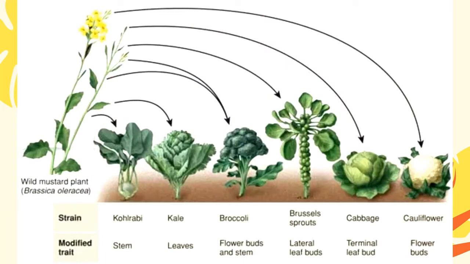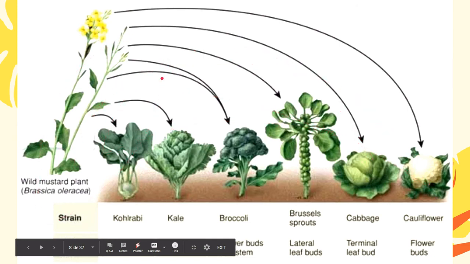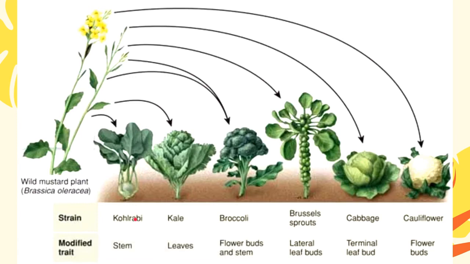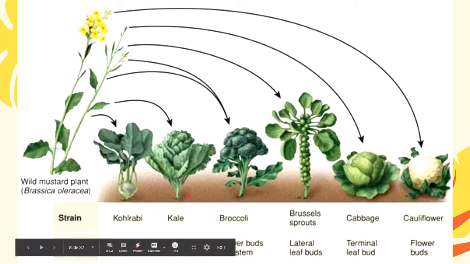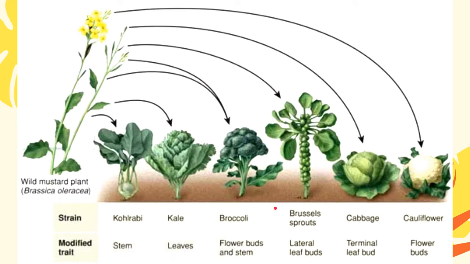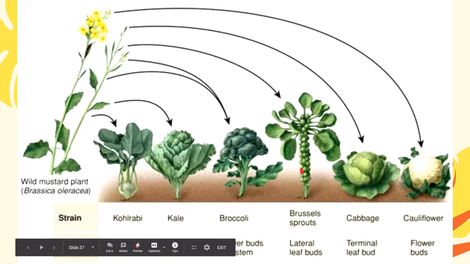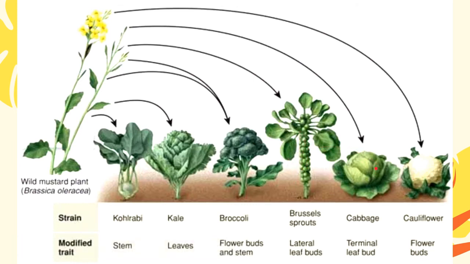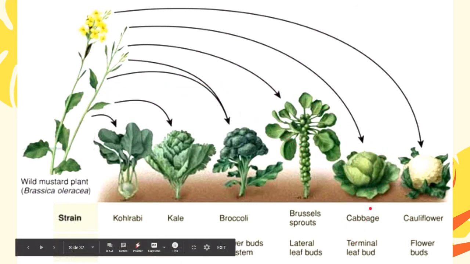We've done that in other plants. For example, for a wild mustard plant, we have done selective breeding or artificial selection, and we have created several variants just by focusing on the traits that we wish to develop. So for example, all of these are the descendants of this ancestor wild mustard plant, but we have kohlrabi, wherein the artificial selection focused on the stem, kale, wherein the artificial or selective breeding focused on the leaves, broccoli on the buds, flower buds and stem, Brussels sprouts, lateral leaf buds, so those are the ones that were favored and bred artificially, cabbage, who would have known, cabbage are actually from wild mustard, wherein the desirable trait that was selectively bred was the terminal leaf bud, and flower buds for cauliflower.